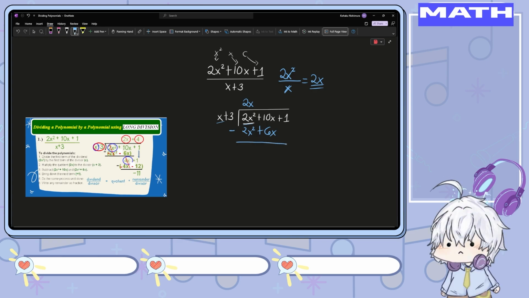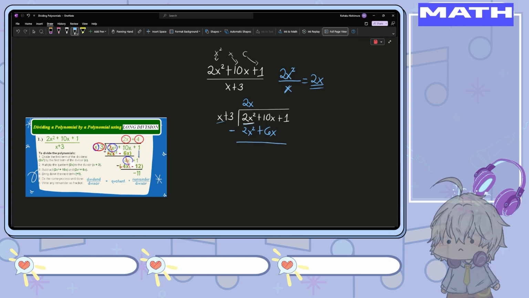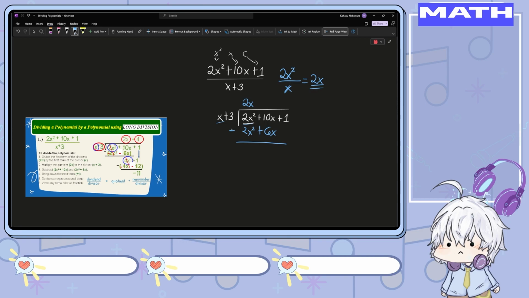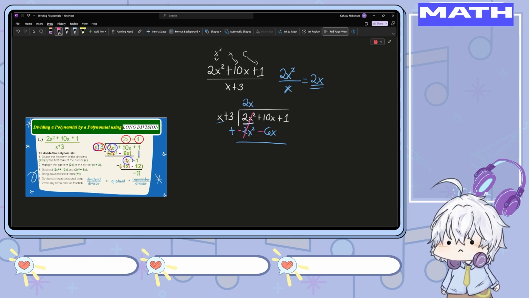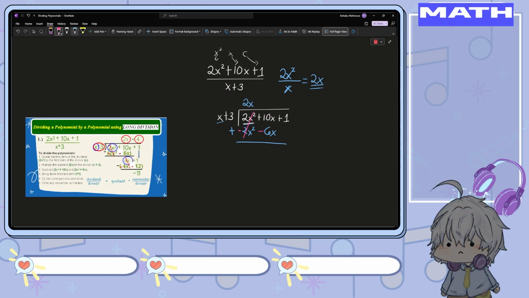Again, let us be reminded, when we subtract polynomials, we change the sign and perform addition. So I'm going to change this to addition, but we change the sign from positive 2x squared to negative 2x squared, and from positive 6x to negative 6x. If we do so, this will be eliminated or 0 already, but 10x plus negative 6x is 4x. And then we bring down 1.